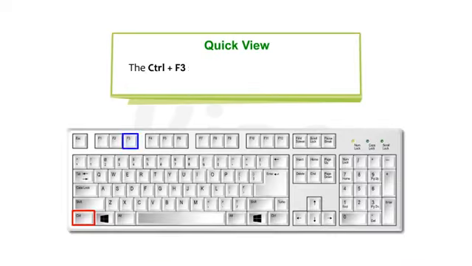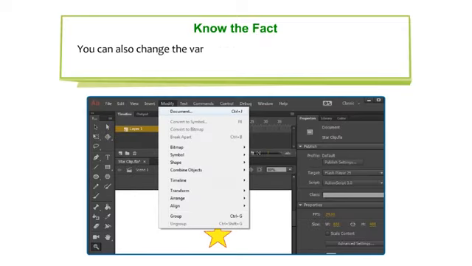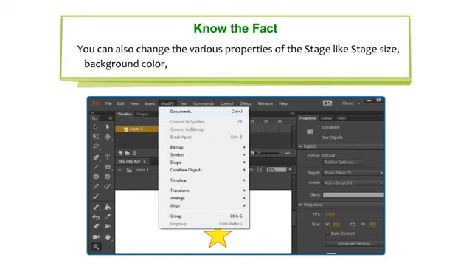If the Properties panel is not visible, then we can select Window, then go to Properties option. Let's take a quick view. The Ctrl plus F3 shortcut key combination is used to enable the Properties panel. Know the fact. You can also change the various properties of the stage like stage size, background color, etc. by selecting Modify, then going to Document option.